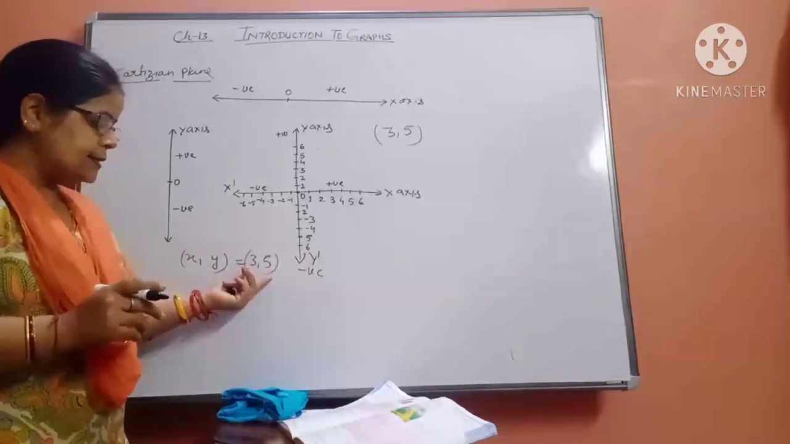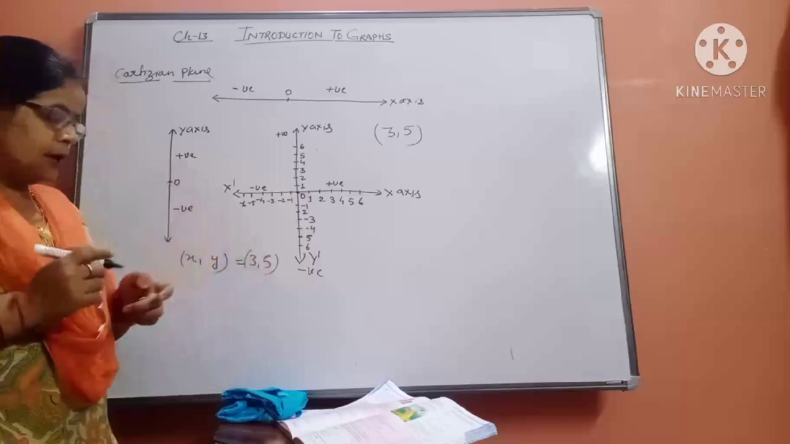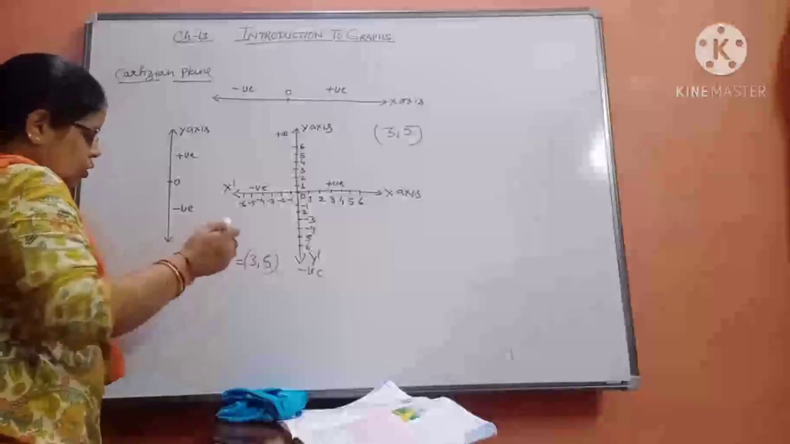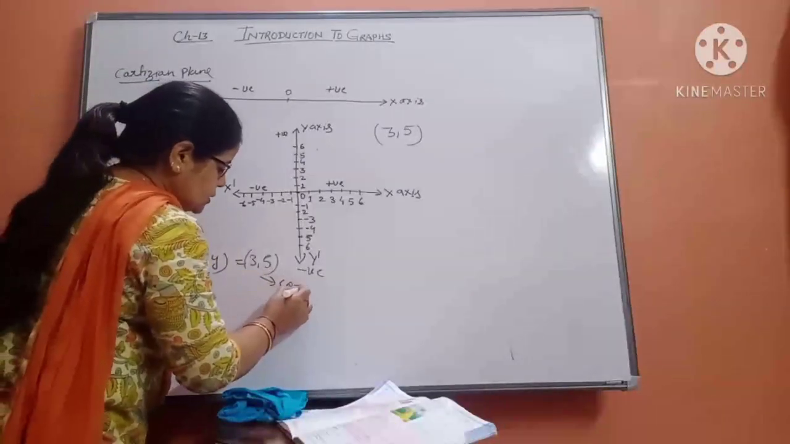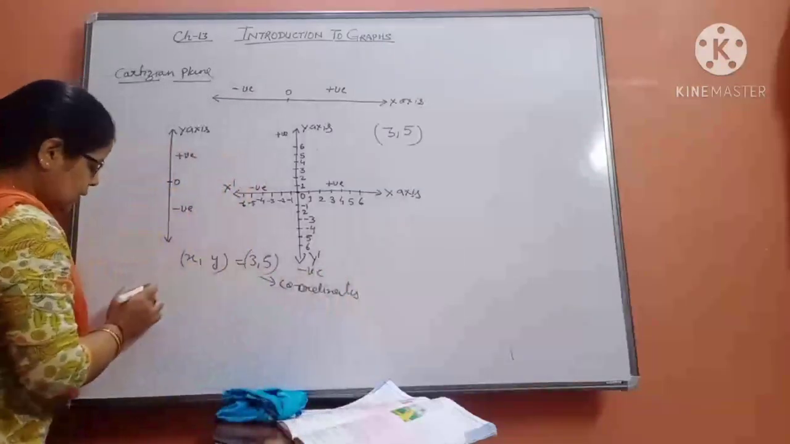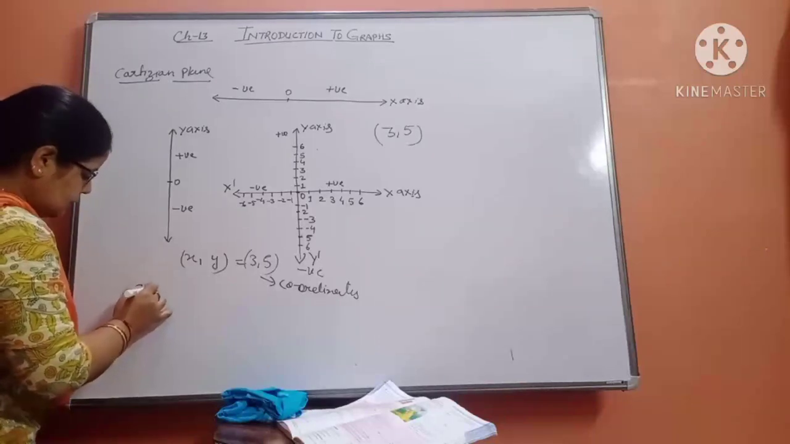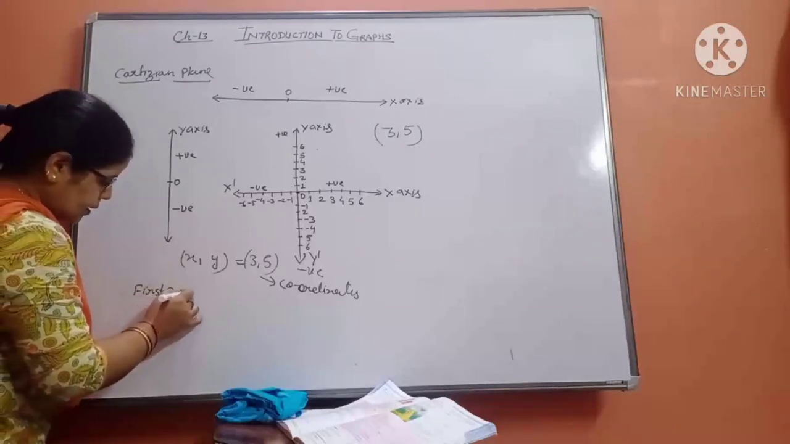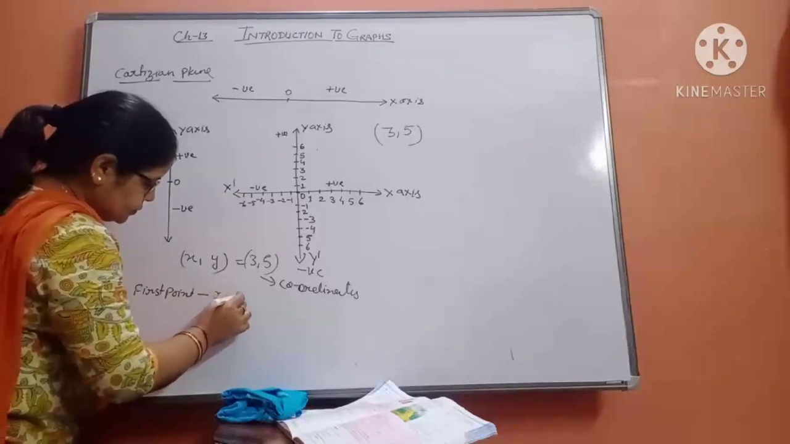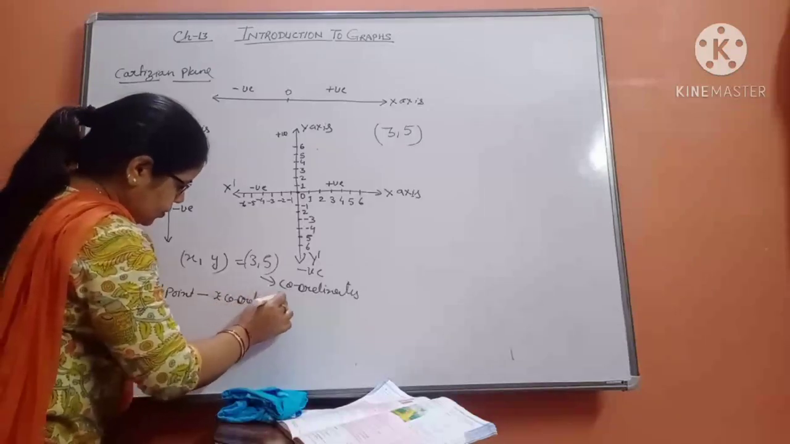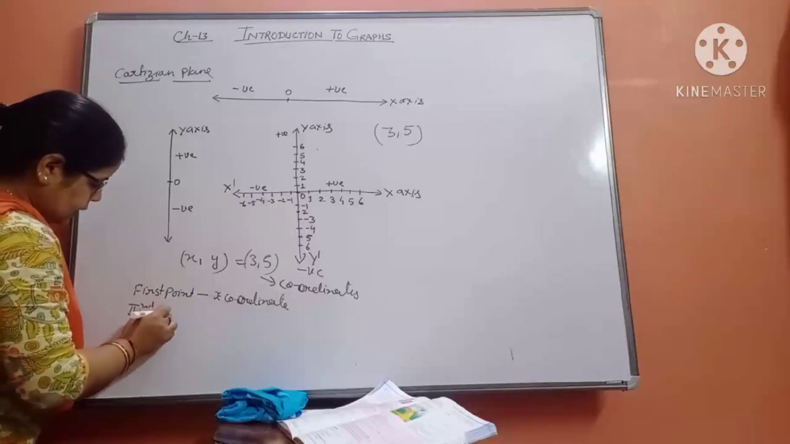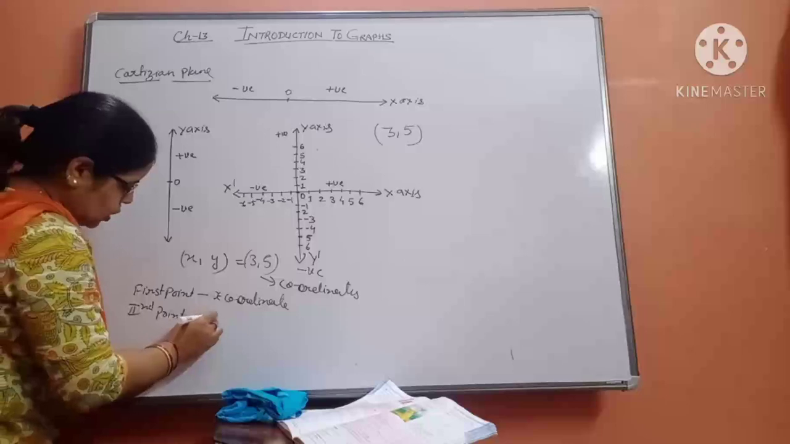pair combined is what we call coordinates. These are known as the coordinates, okay, coordinates. The first point in the ordered pair is always the x coordinate, and the second point in the ordered pair is always the y coordinate.